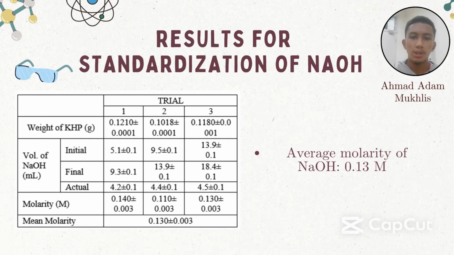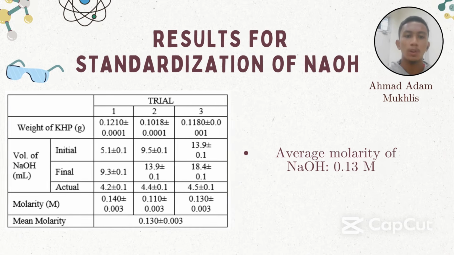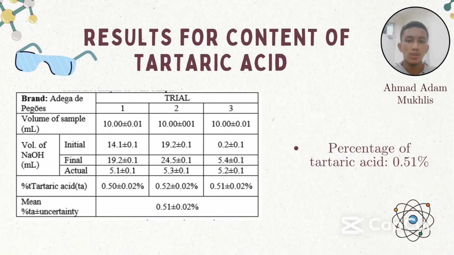So these are the results for the standardization of NaOH. As you can see, we get the average molarity of NaOH is 0.13. This is for the results of the content of tartaric acid inside the wine. The percentage of tartaric acid that we get is 0.51%.